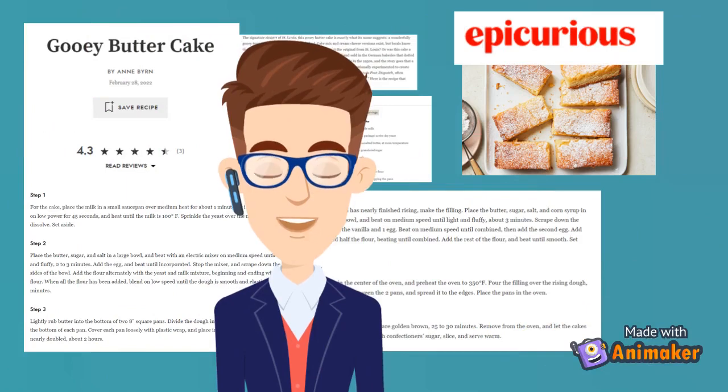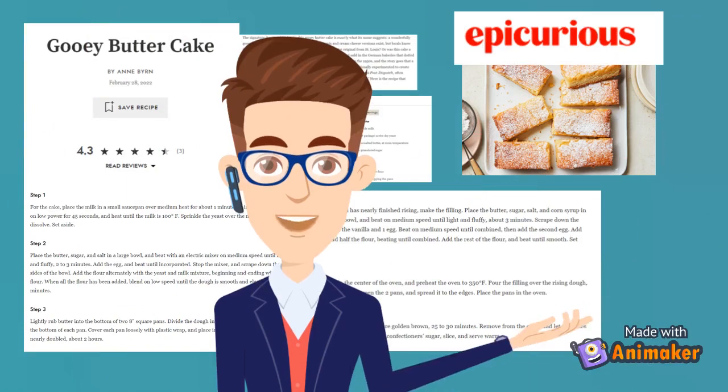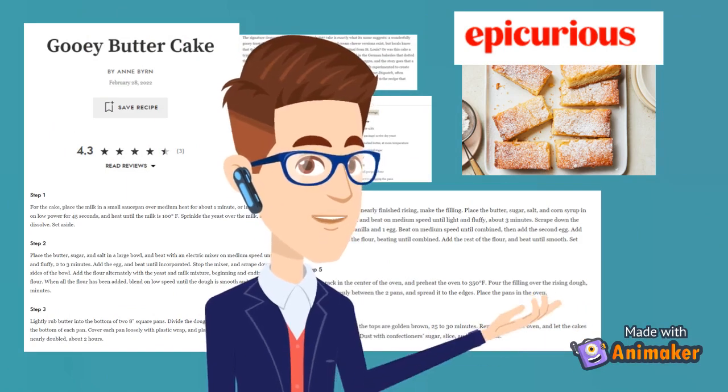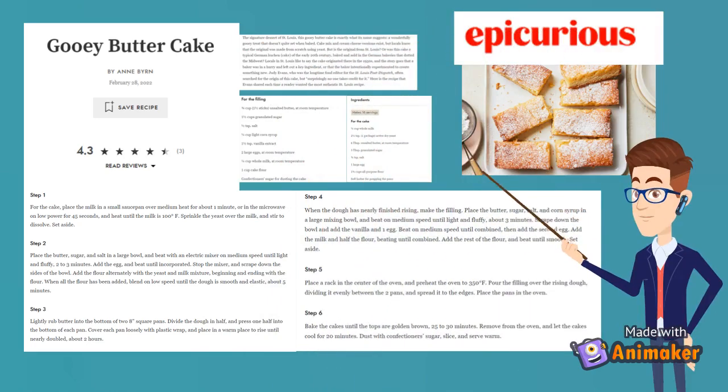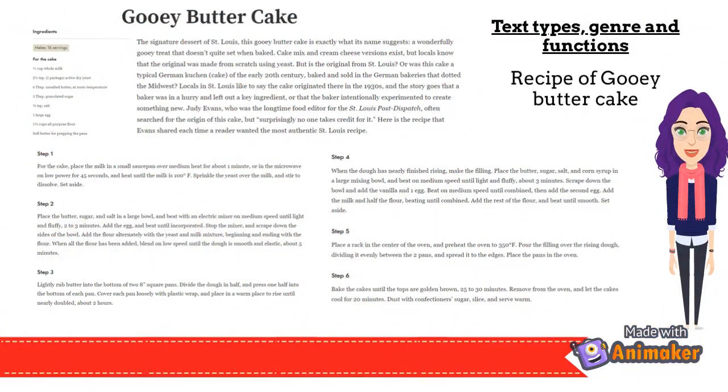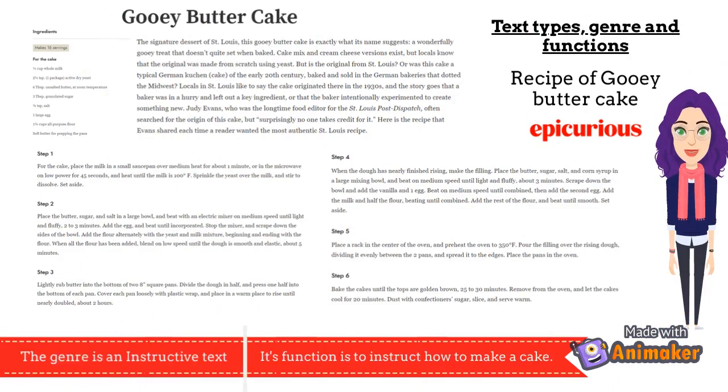Now, let's put into practice the same that we did in the first text, but now with a different one in terms of genre. This text was taken from Epicurious. The following text is a recipe of gooey butter cake taken from Epicurious. The genre is an instructive text, and its function in this case is to instruct how to make a cake.